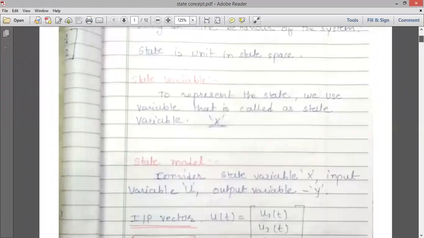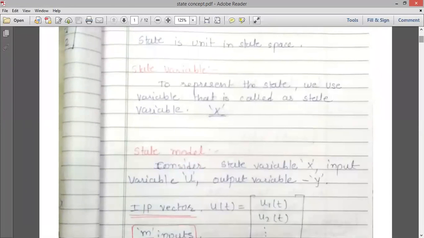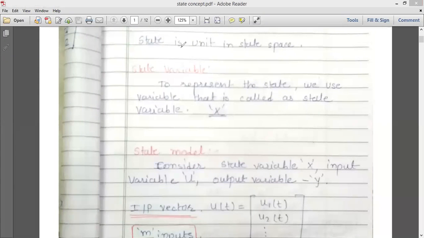The next concept is the state variable. To represent the state, we have one particular variable. That variable is called a state variable, and it is indicated by x.